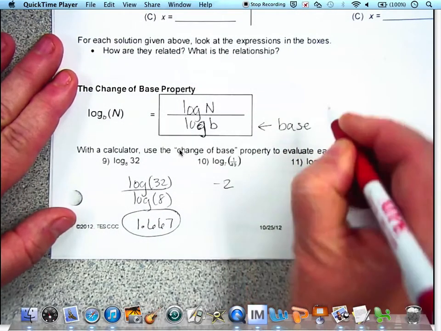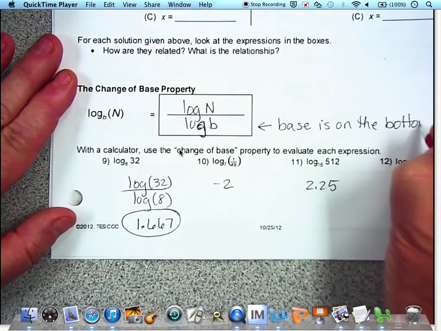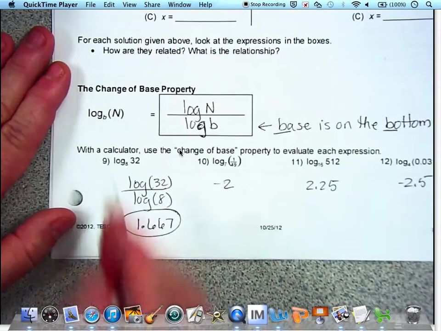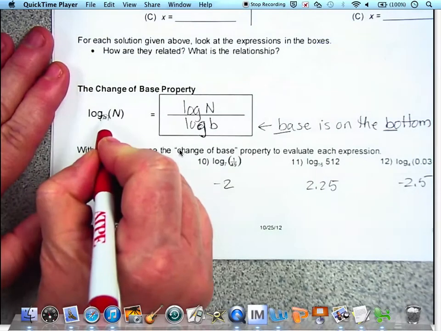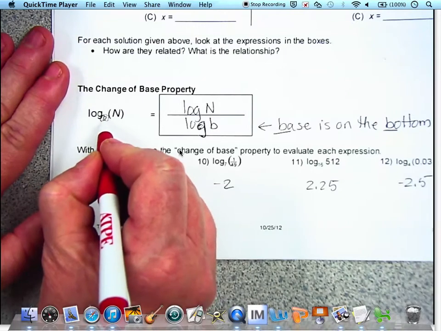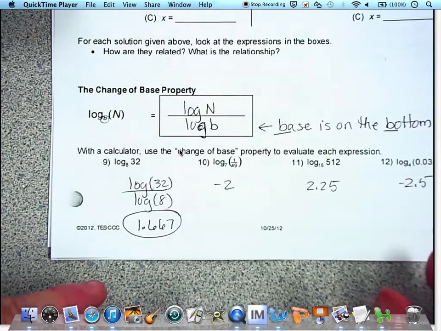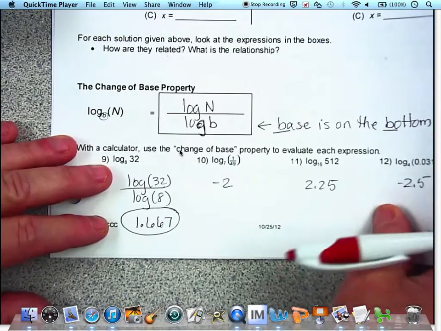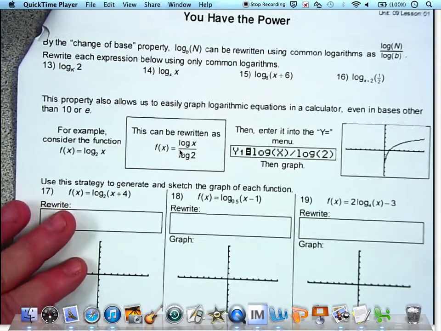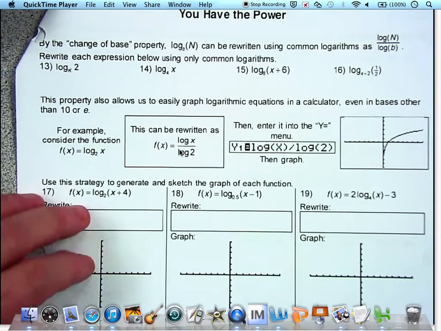All right, now another thing I want you to write down right here. Base is on the bottom. Base on bottom. It's a little number, and it's kind of already close to the bottom. Another way to think about it: that one's lower, it goes on the bottom. It's easy to get these mixed up, to forget which one to put on the top and which one to put on the bottom. Now we're going to use this to help us graph. It's called the change of base property, and it's a really good property.